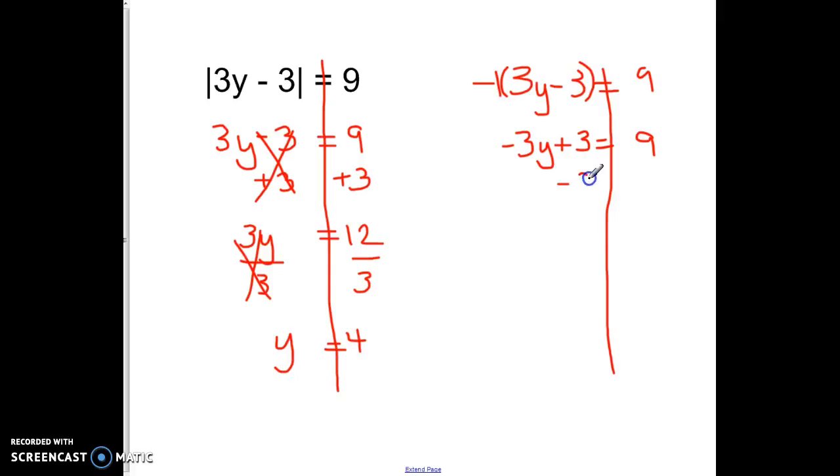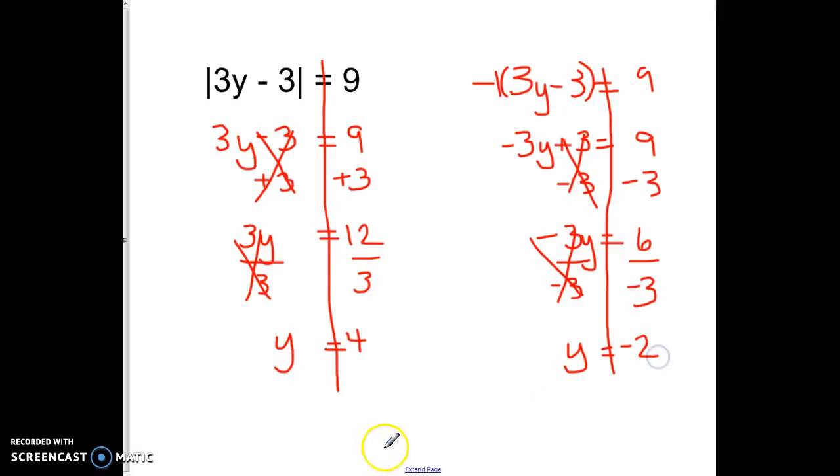So we're going to subtract 3, subtract 3. So we are left with negative 3y equals 6. I'm going to divide by negative 3. These are gone. So I'm left with y equals negative 2. So we're going to write that in our solution set. So our answer can be both 4 or it can be negative 2.